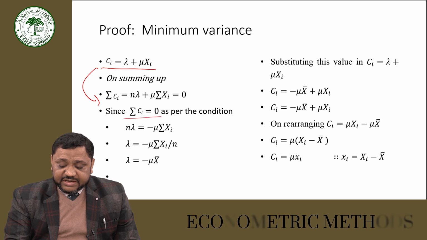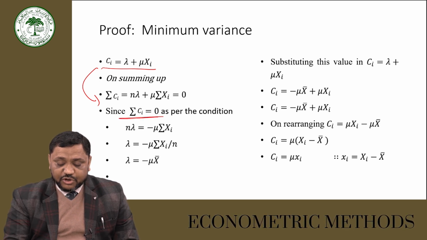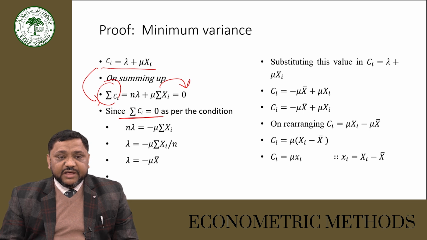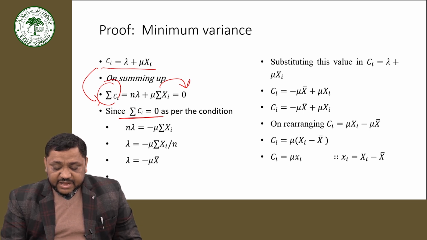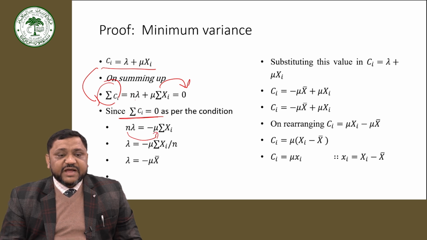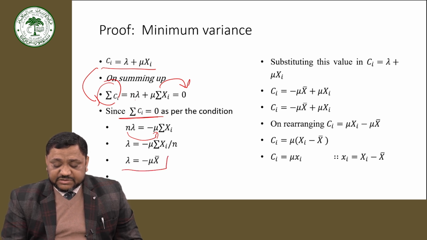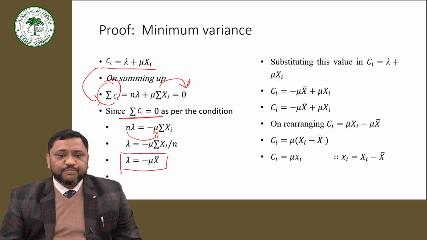Now summation ci, as we assumed earlier as per the condition, is equal to 0. So we can now write n lambda equal to minus mu summation xi. Taking n to the other side, lambda is equal to minus mu multiplied by summation xi divided by n. Summation xi divided by n is nothing but the mean of x, so lambda is equal to minus mu x bar.